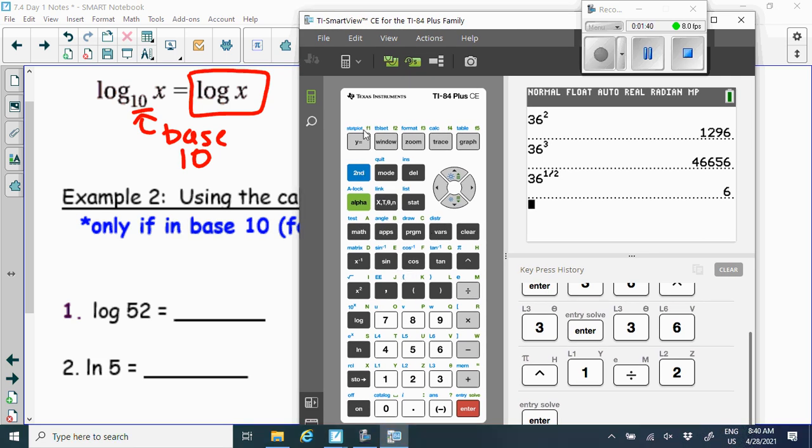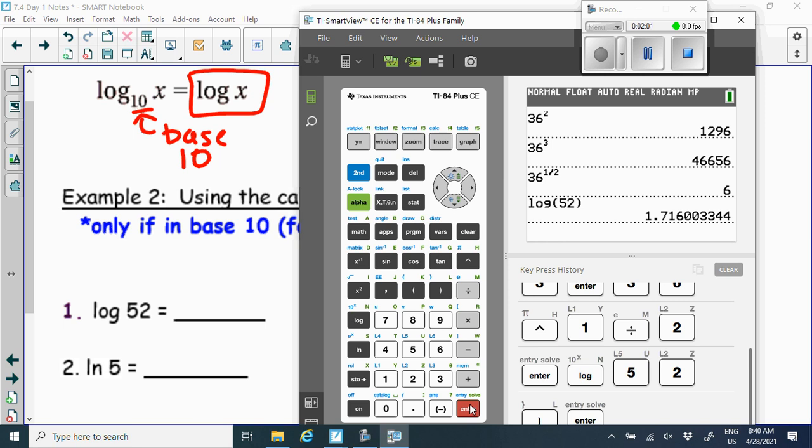If you're using a graphing calculator, you will need to go down the first column and you'll see log. If you're using a scientific, that will also be on the first column, but the log button is right underneath the second button. So you press log, put the number 52, and make sure you close your parentheses. Press enter, and that's it. That's all you gotta do.